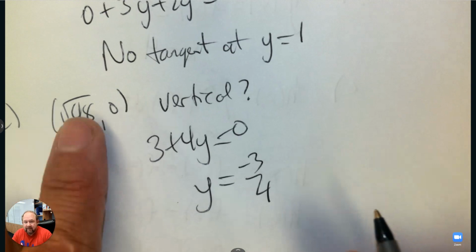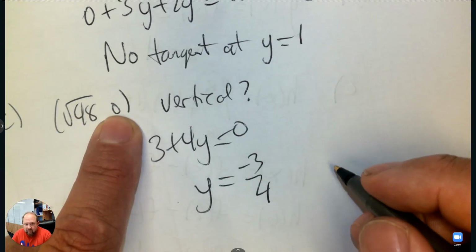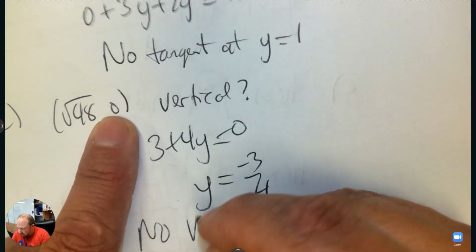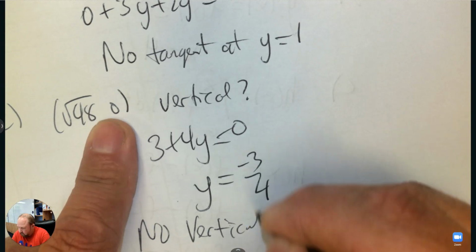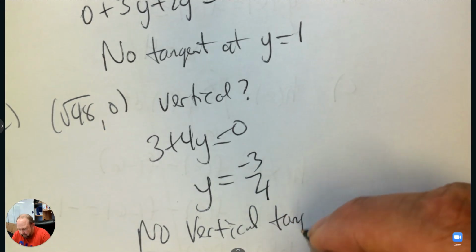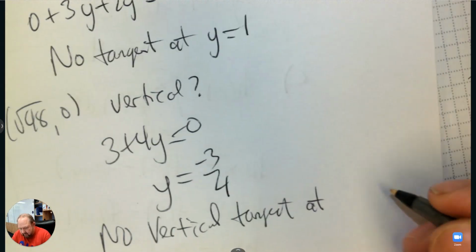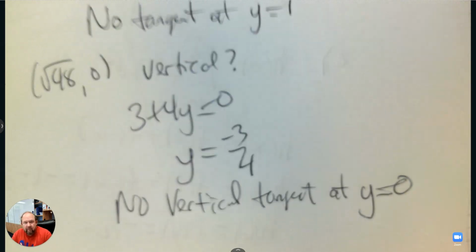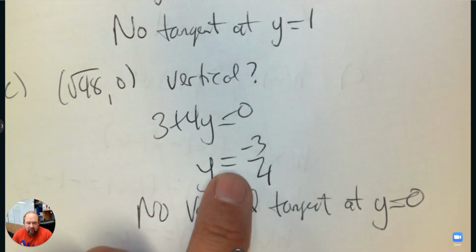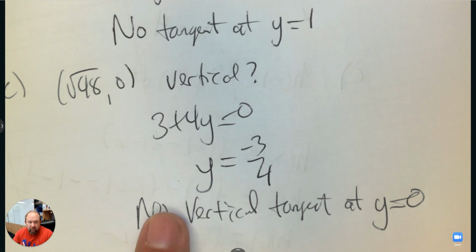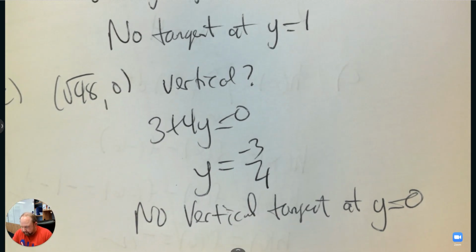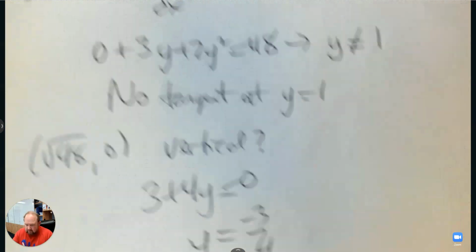So when you look at this, y is 0. Therefore there is no vertical tangent at y equals 0. It's only at y equals -3/4. So when y is 0, there is no vertical tangent. All right, part D.